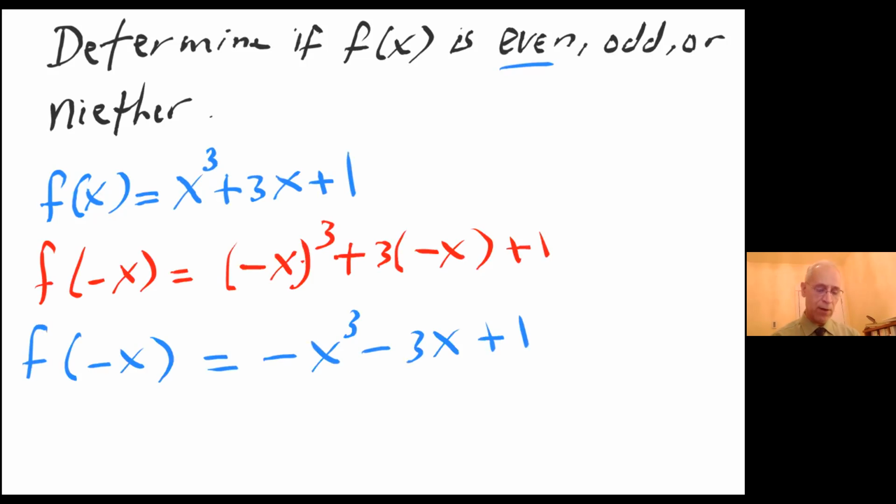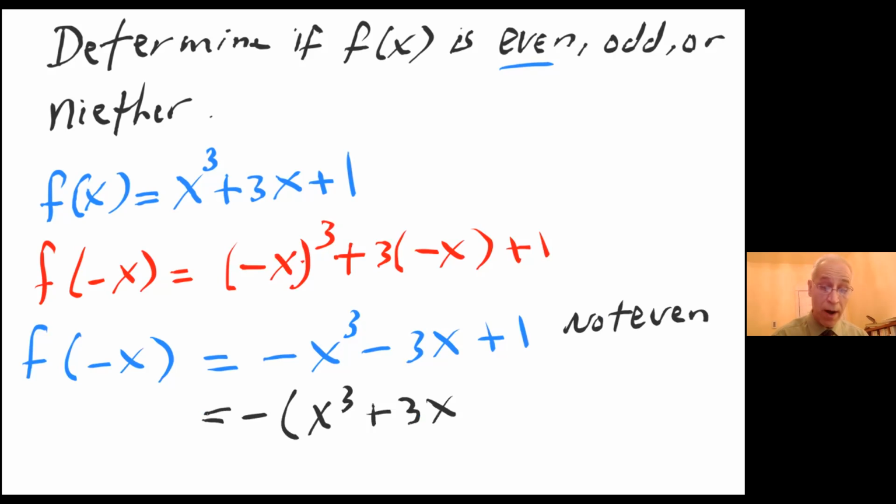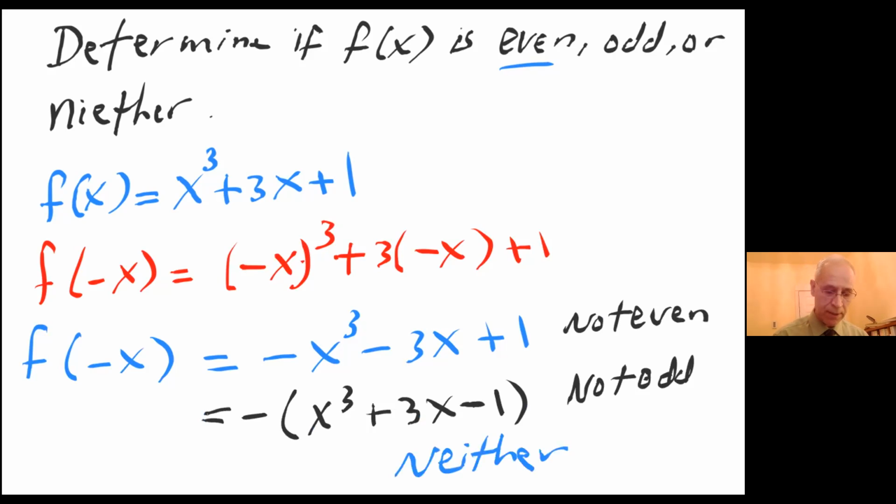So certainly not even, because it's not the same as the original one. Is it odd? Let me factor out the negative. It gives negative x cubed plus 3x minus 1. So not odd. And so therefore, this function is neither.